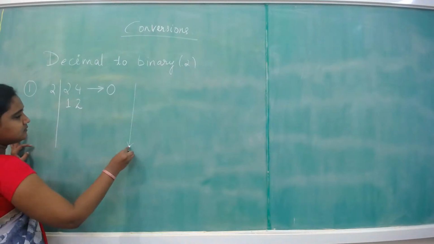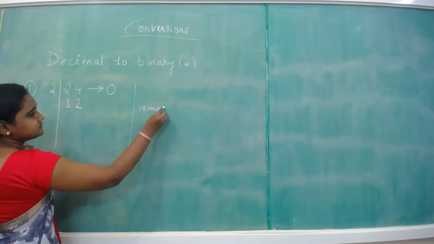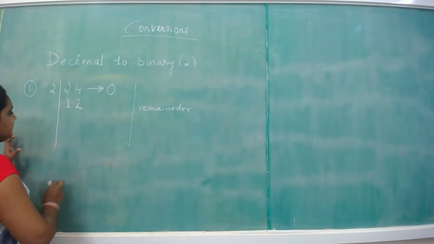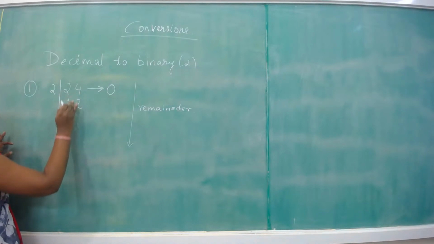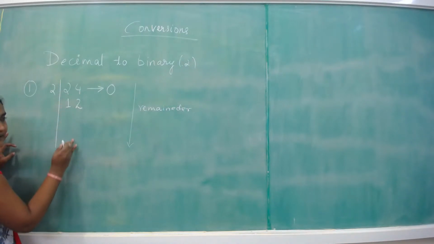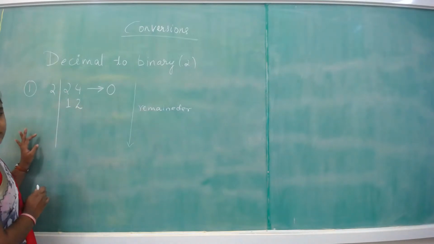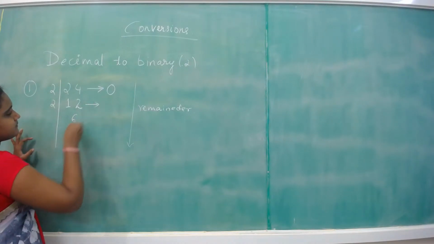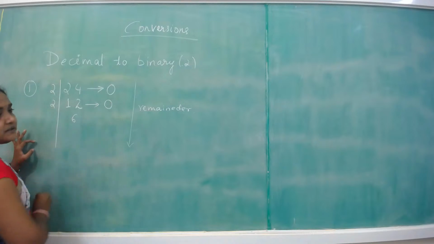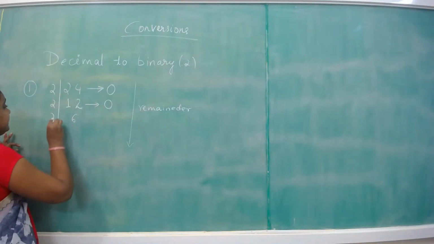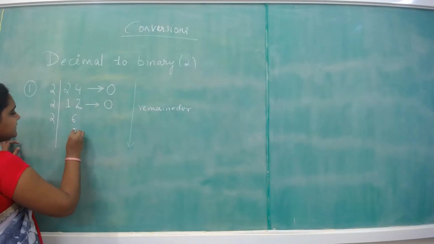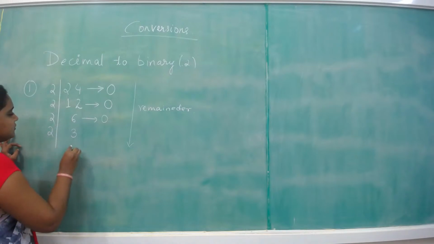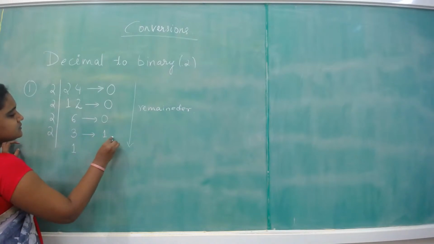Here we write the remainders. Immediately after each division we write the quotient below, and to the side we write the remainder. Again divided by 2, we get 6, with remainder 0. Again divided by 2, we get 3, again no remainder. Again divided by 2, we get 1, and the remainder is also 1.